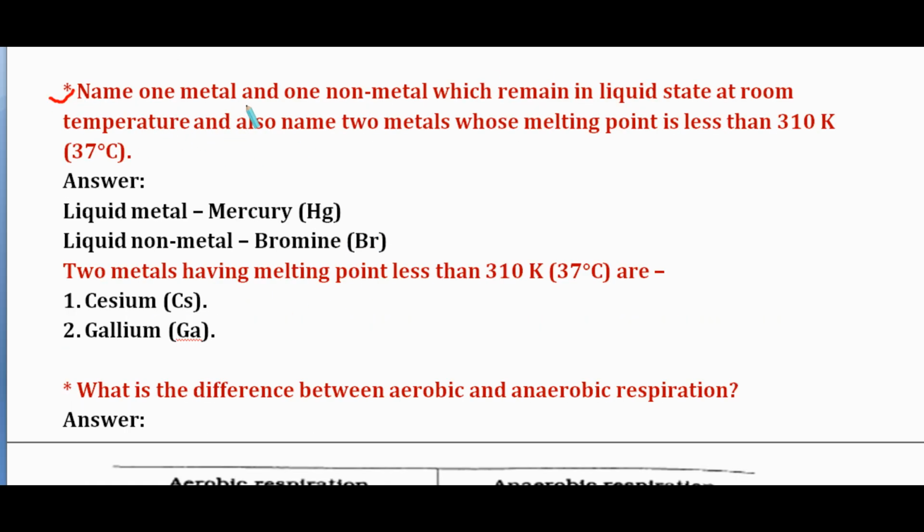Next question, name one metal and one non-metal which remain in liquid state at room temperature, and also name two metals whose melting point is less than 310 Kelvin, that is 37 degrees Celsius. Liquid metal is mercury, liquid non-metal is bromine. Two metals having melting point less than 37 degrees Celsius are cesium and gallium.